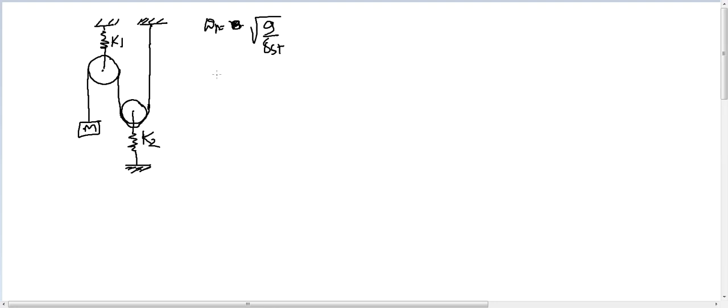Delta static here in this case is equal to 2 times the deflection in spring 1 plus the deflection in spring 2.